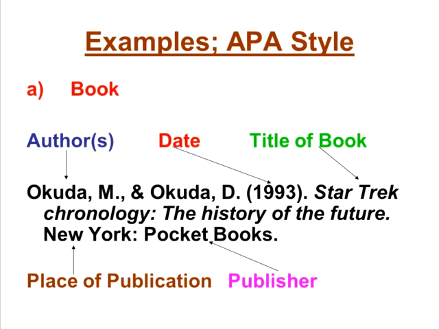Author surname, comma, space, initial, dot, comma, space, ampersand, space, second author surname, comma, space, initial, dot, space, date, dot, then the title of the book and the place of publication, New York, and publishers, Pocket Books. This is the book reference in APA style format.